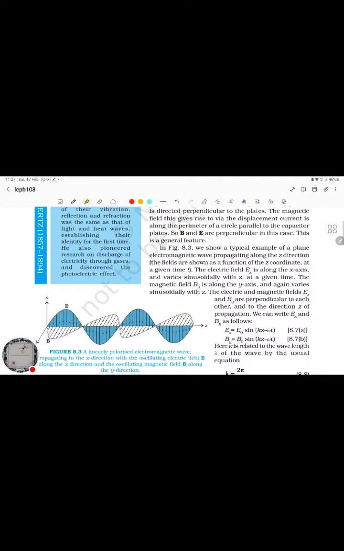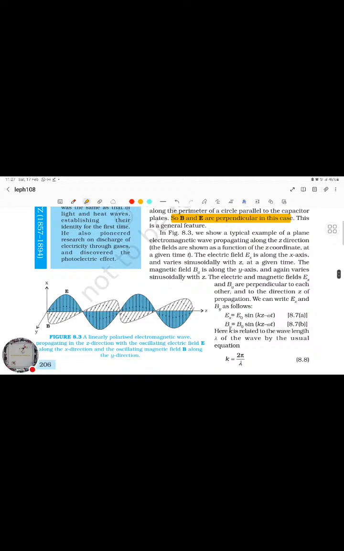Yeah, let's just mark it. In figure 8.3 we show a typical example of a plane electromagnetic wave propagating along the z direction. So we have a certain wave that's moving in the z direction. The fields are shown as a function of z coordinate at a given time.